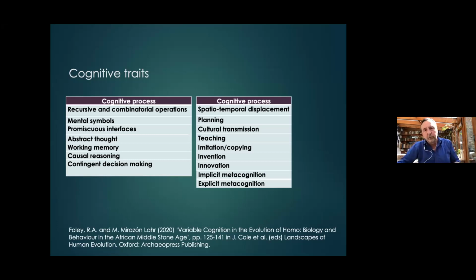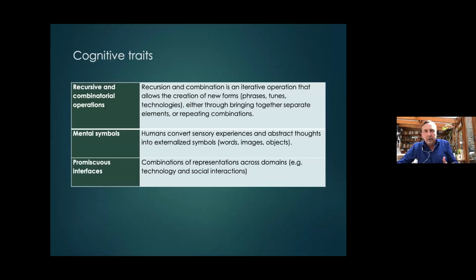I won't go through all of them. You can read as well as I can what they all are. But each one is a different characteristic. So if we jump just to look at a couple of them, recursion, which is what we see in languages, phrases, tunes, where you reorder things, recursion and combination allows new forms to be endlessly produced. And that's something that's very much part of modern cognition.